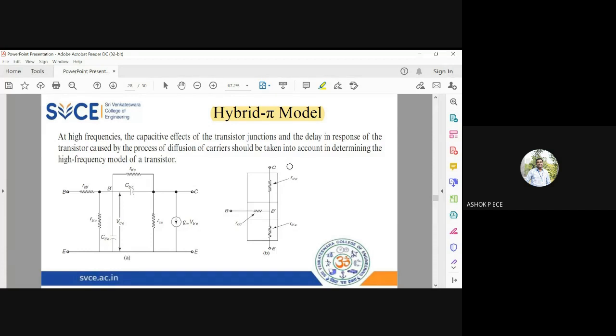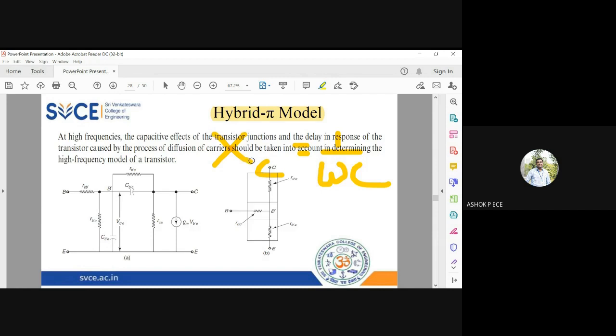Because I told you the reason yesterday, at high frequency, all the capacitance effects will come into picture. You know, the capacitive reactance is given by 1 by omega C. So as the frequency is going to be very, very high, when omega is tending to infinity, Xc will become 0. So all these capacitors will be active only at high frequency.